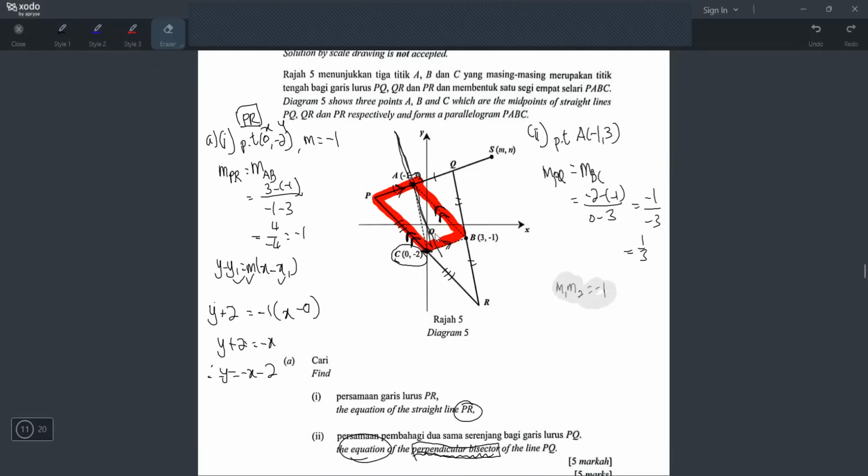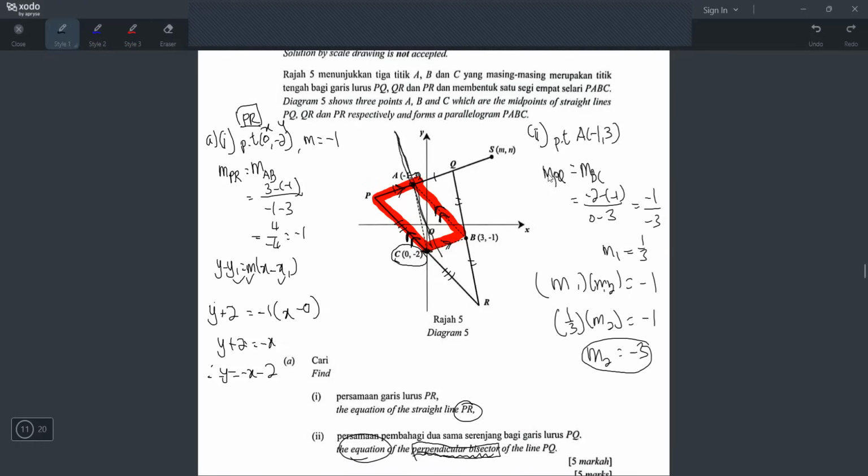So we will use M1 M2 equals -1. Remember this: when parallel, it means their gradients are the same. But when perpendicular, the two gradients multiplied together is -1. So we already know this M1, or you can call this M2, it doesn't matter. And then 1/3 times M2 equals -1. To get M2, you will get -1 divided by 1/3, which is -3. Let's call it M1, M2. It means M1 will be the gradient of PQ, then M2 will be the gradient of the perpendicular bisector. So now we have our gradient of the perpendicular bisector, which is -3.